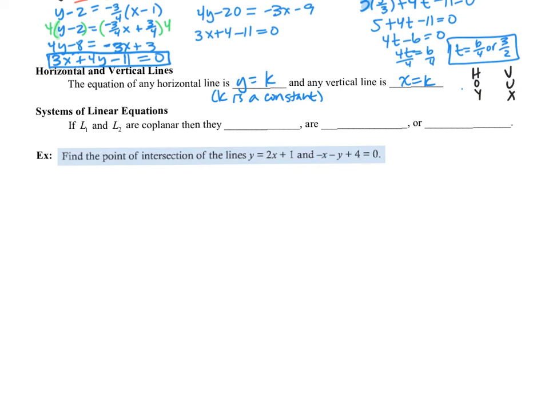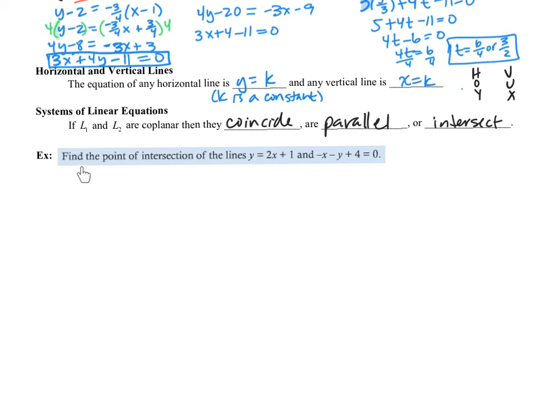Okay, so let's finish up then with systems of linear equations. So you'll recall from your earlier classes that if L1 and L2 are coplanar, then either they're going to coincide, which means they are actually the same line, one line on top of the other. They are parallel, which means they would never intersect, they'd never have any point in common, or they intersect. And you'll recall from geometry that if they intersect, they're only going to intersect once.